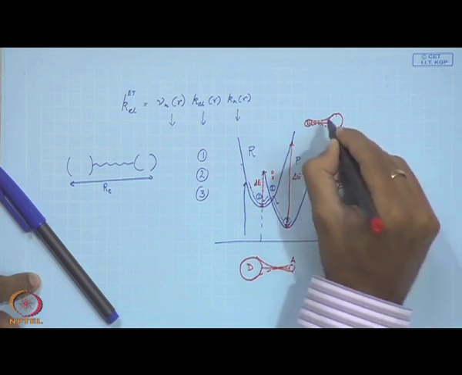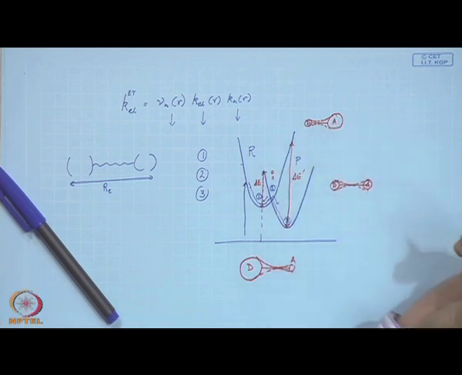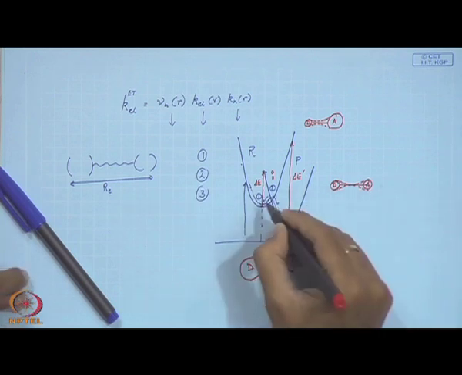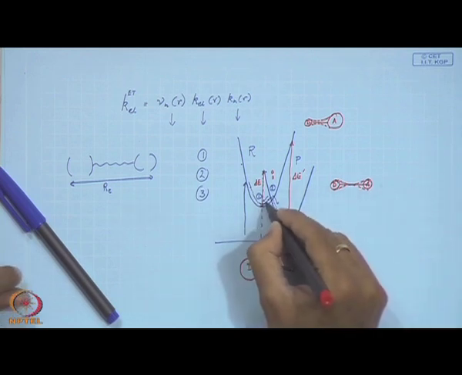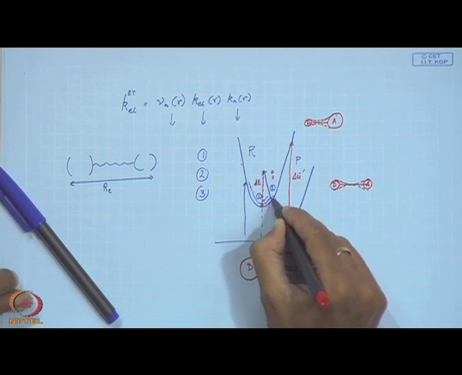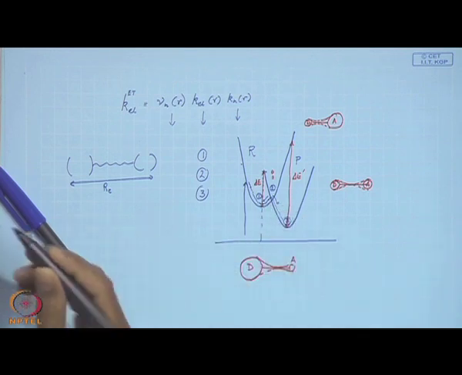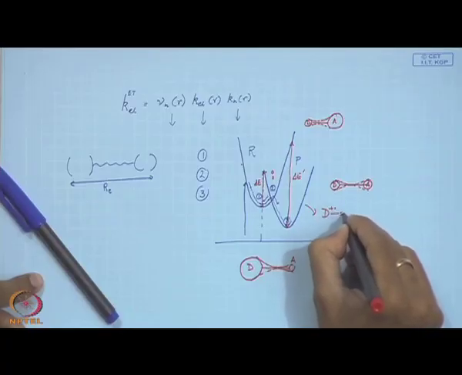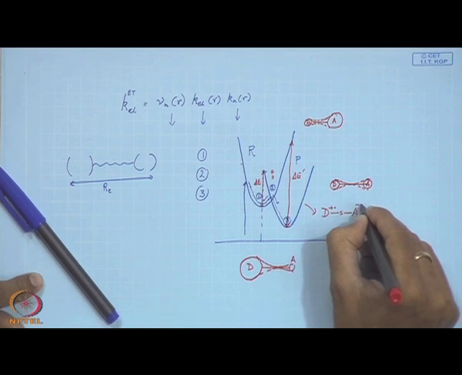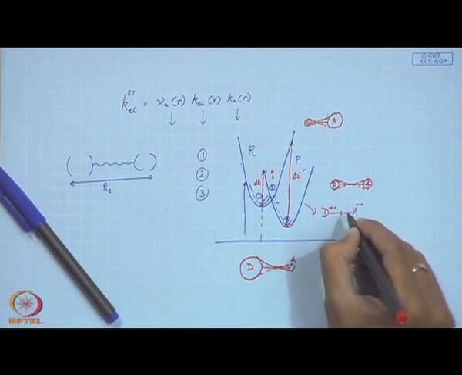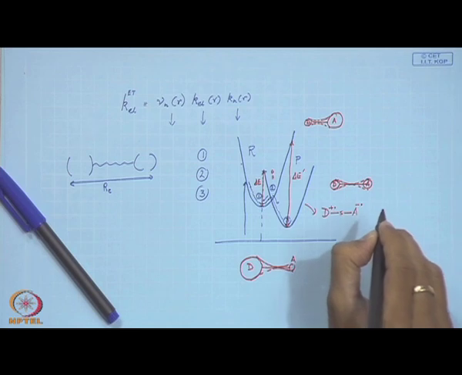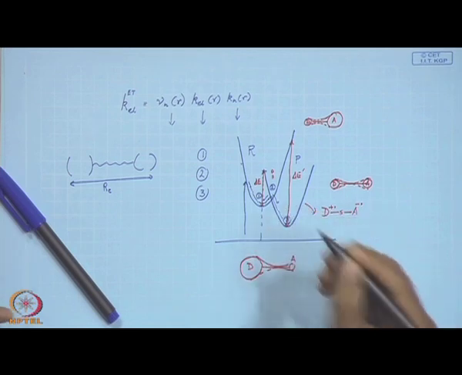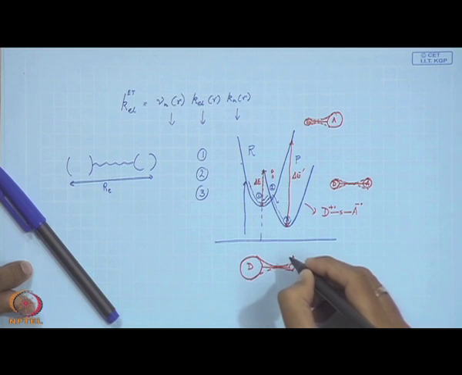Okay, this is donor, this is acceptor. So electron has been transferred through this barrier to over here. Now, entering into D plus dot S A minus potential surface. So, this is a product, meaning D plus dot spacer A minus dot. This spacer may be like a hydrocarbon spacer or maybe something else as well. The moment it enters into this surface, this gap increases again like this.